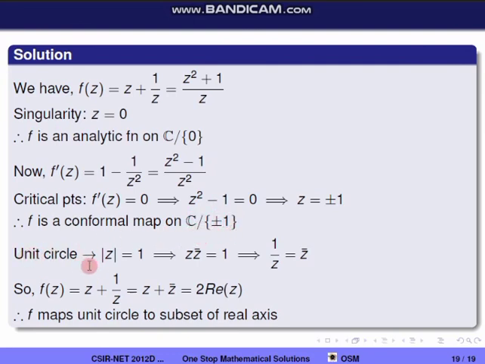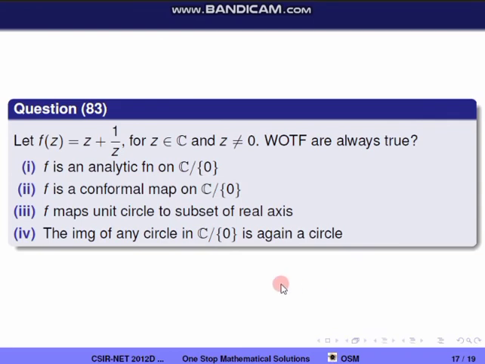We know the unit circle is given by |z| equal to 1, and |z|² can be written as z times z bar. So this implies 1/z is equal to z bar. So we have f(z) equal to z plus 1/z. On the unit circle we can replace 1/z by z bar, so this is equal to z plus z bar. And we know the real part of z is equal to (z plus z bar)/2. Therefore z plus z bar is equal to 2 times the real part of z. So f is mapping the unit circle to a subset of the real axis. So now we'll check the correct options. The correct options are 1 and 3.